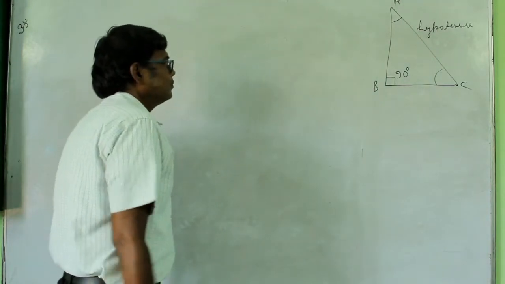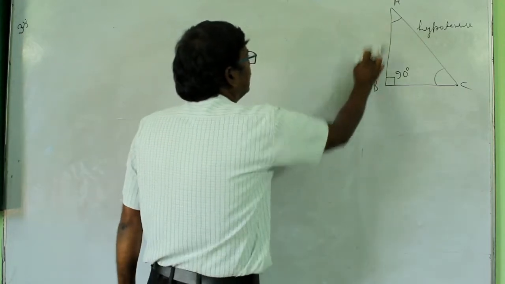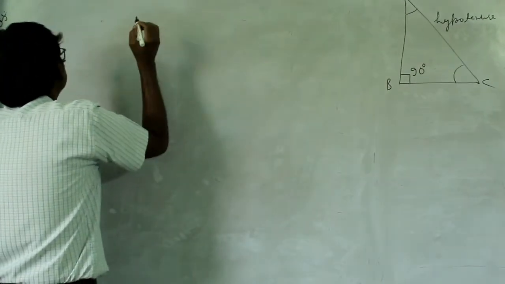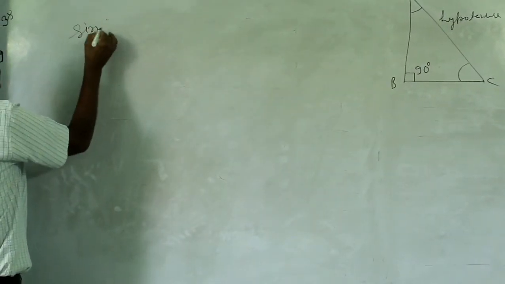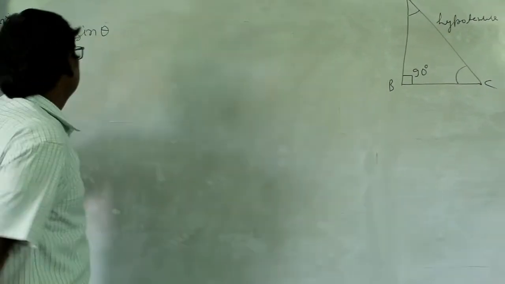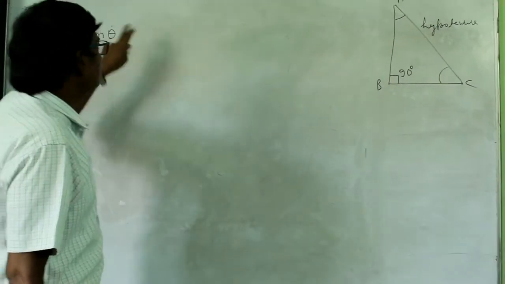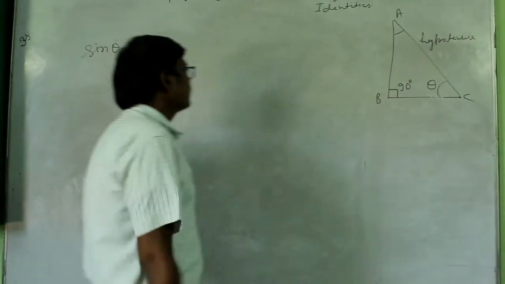Now there are some ratios, like the ratio of AB and AC. What is this called? This is called sin theta. Actually the full form is sine, but sin is the short form. Here I have written this angle as theta. Suppose this angle is theta, then sin theta.